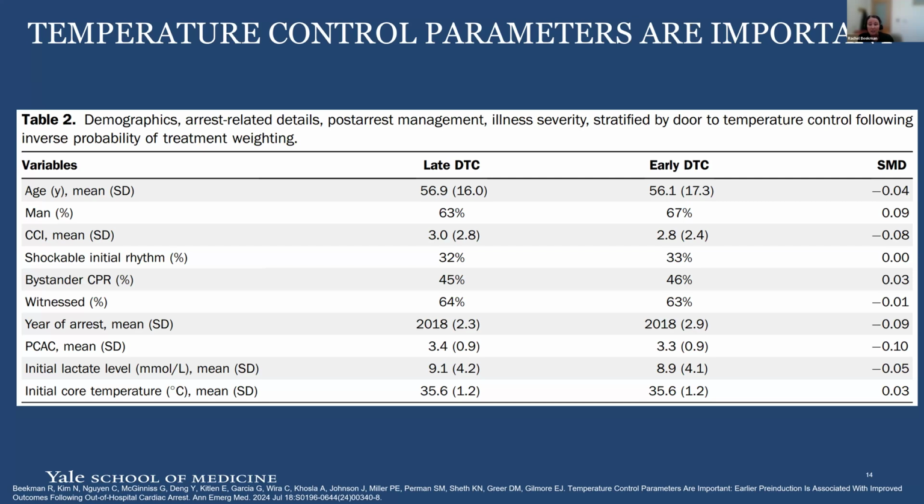As we retrospectively evaluated the associations with pre-induction time and found group differences, we tried to minimize the measurable confounding by using a sensitivity analysis, using inverse probability treatment weighting. As you can see in this table, following propensity score matching, the two cohorts were very well balanced with respect to known confounders.